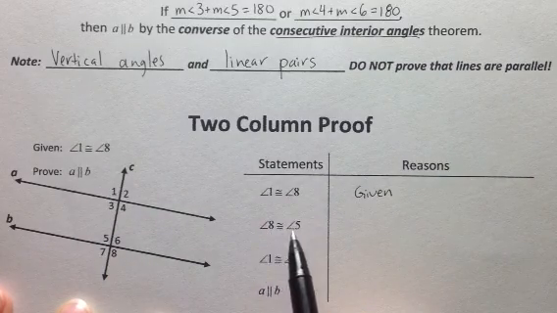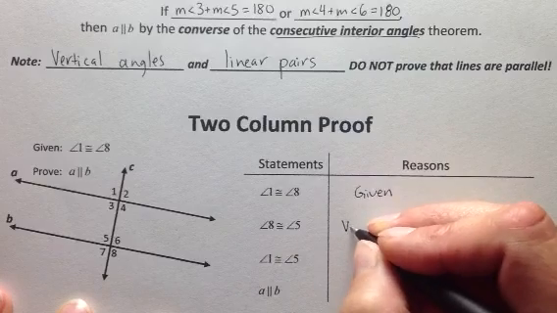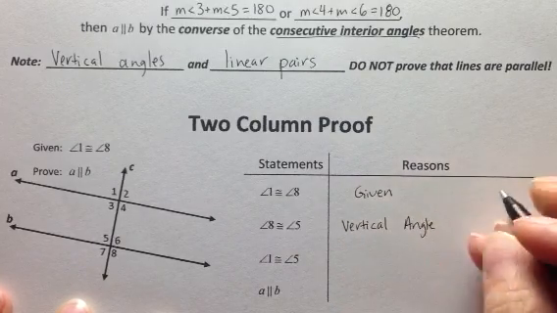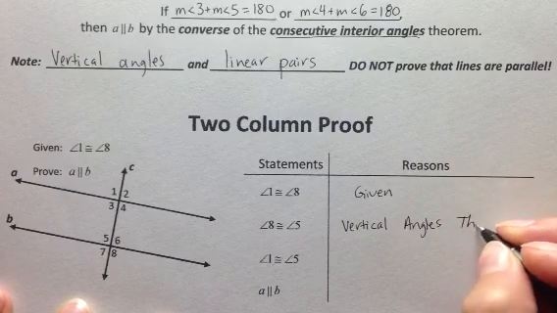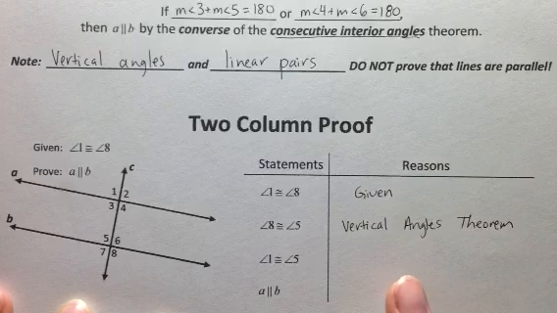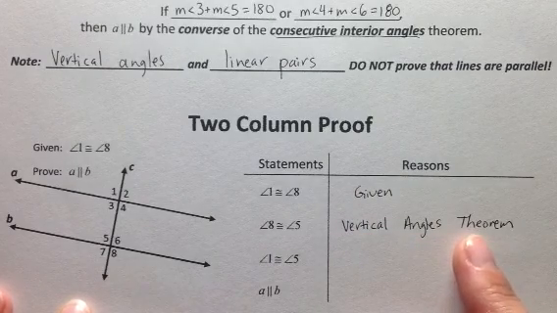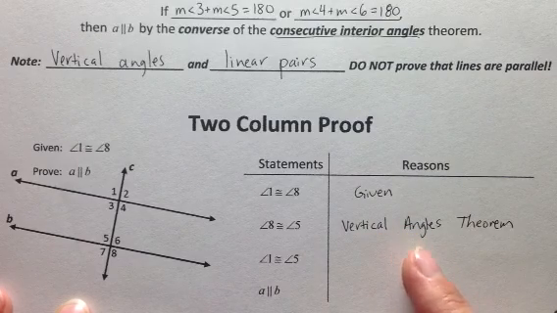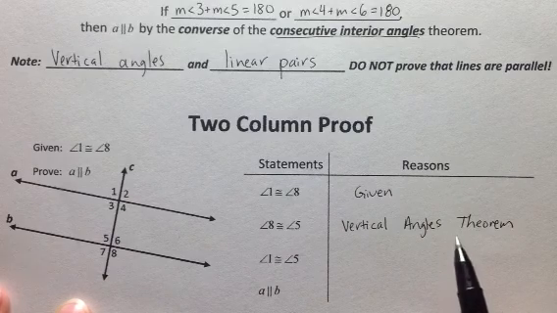Angle 8 is congruent to angle 5. Okay, that's true by the vertical angles theorem. Okay, and you might not have heard me say before, like call this an actual theorem, but when we're justifying, we're using postulates and theorems. Alright, but notice, if you know the vocab word, you should be able to say what the reason is.